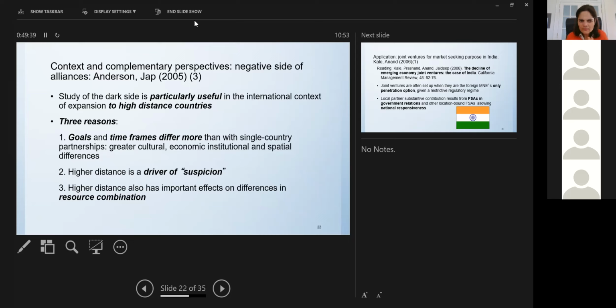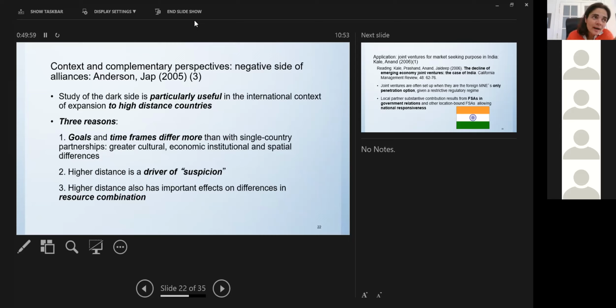But there are some time frames. Remember the long-term versus short-term orientation of Erin Meyer and Hofstede. Remember all these, the hierarchy, who is really responsible. So goals and time frames differ. There are cultural obstacles in learning.